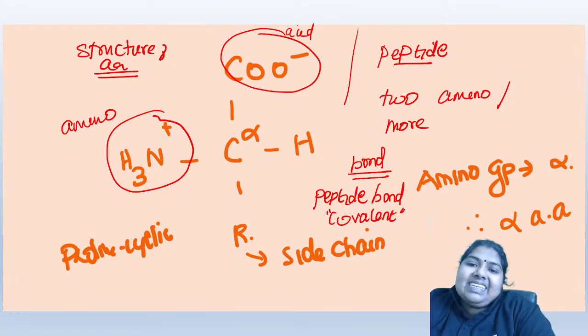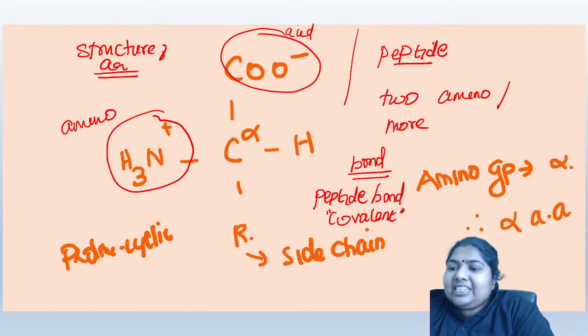So what is an amino acid? Your amino acid is going to contain an amino group and an acidic group. And two amino acids minimal, even greater numbers of amino acids, can also come together and form the peptide. And what is the nature of the peptide bond? The peptide bond is going to be covalent in nature.